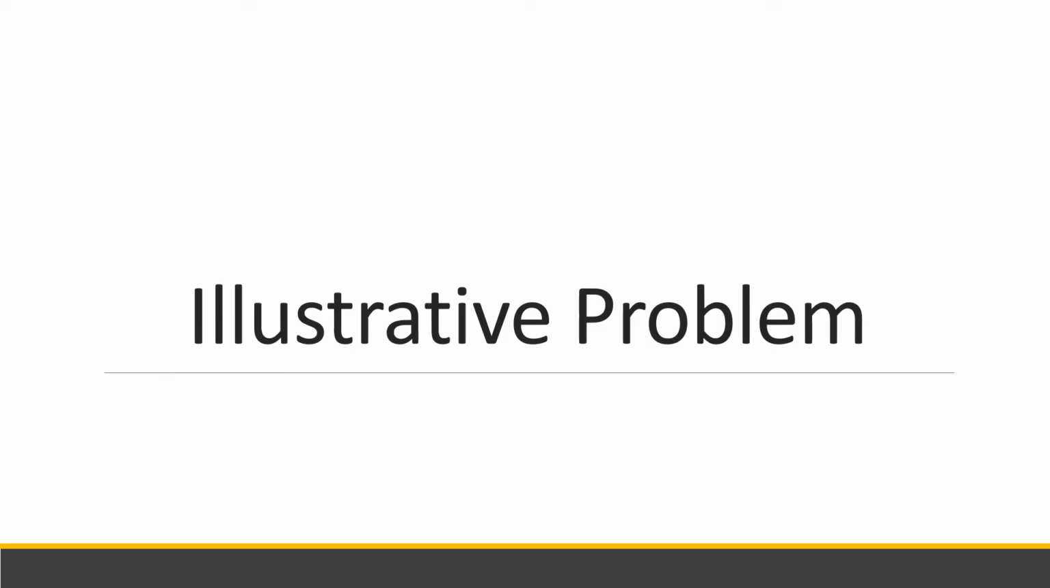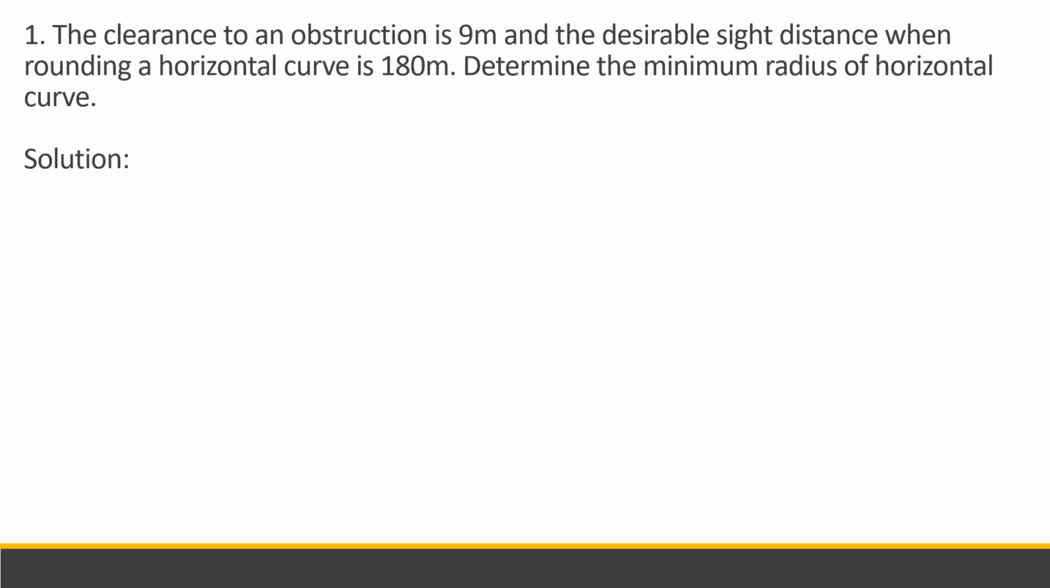So let's have some example. The clearance to an obstruction is 9 meters, therefore this is the middle ordinate M, and the desirable sight distance when rounding a horizontal curve is 180. This is S. Determine the minimum radius of the horizontal curve. So M is equal to 9 meters and S is equal to 180 meters.